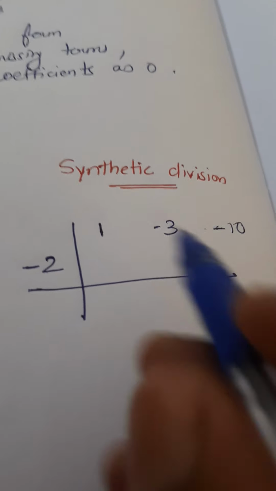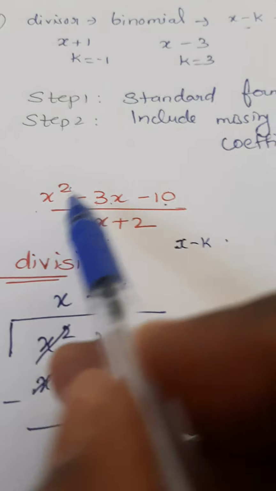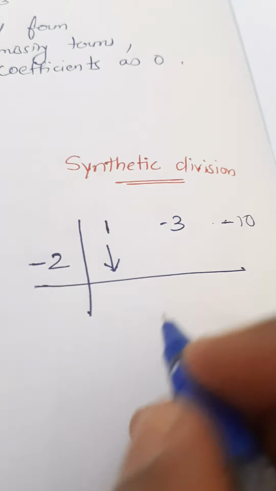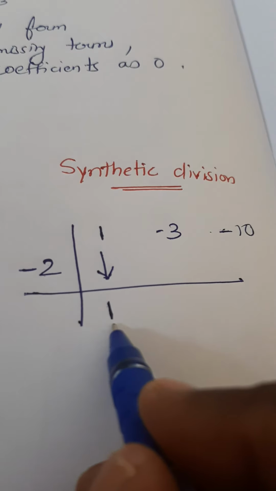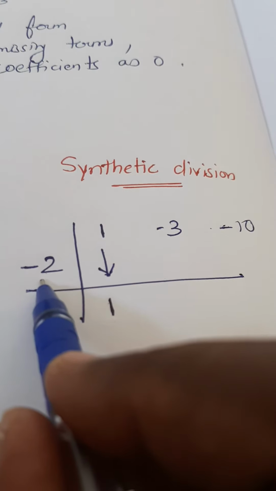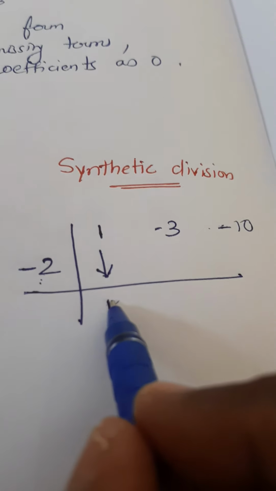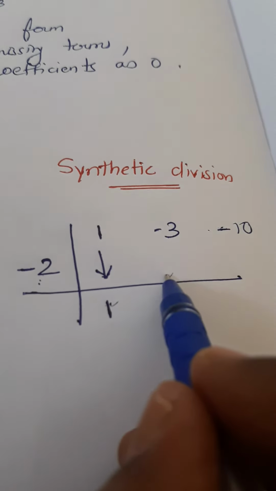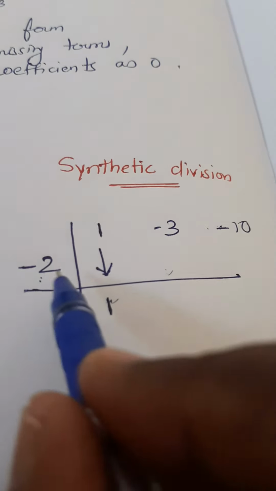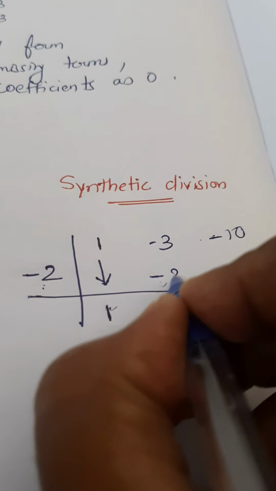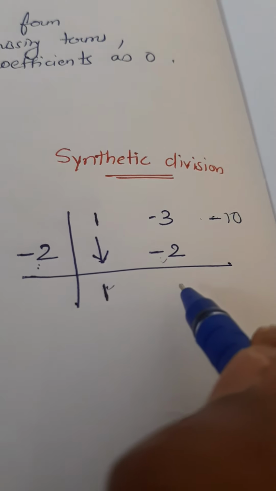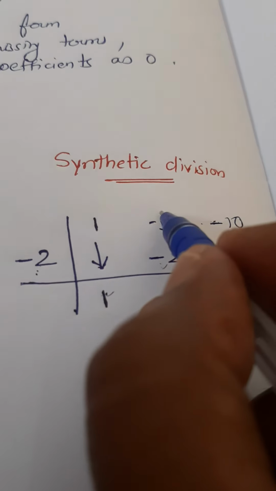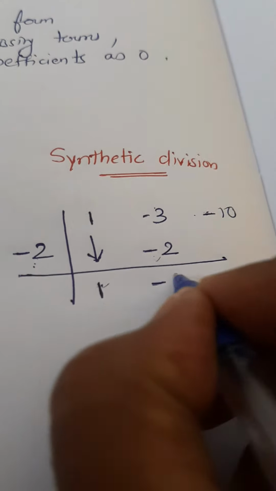The first step: 1 is the leading coefficient of the dividend polynomial. Bring it down as it is to this row. After you bring the leading coefficient down, multiply it with the value of k. So minus 2 into 1 will be minus 2, and write it down in the next column below minus 3. Then you just add these two numbers and write down the result in the third row. So minus 3 minus 2 will be minus 5.